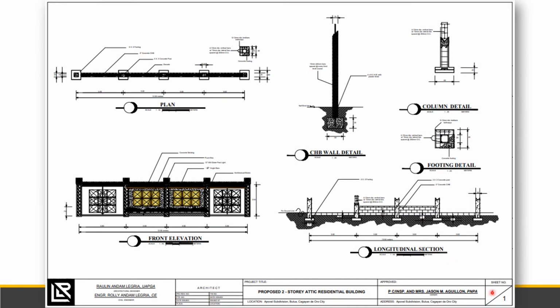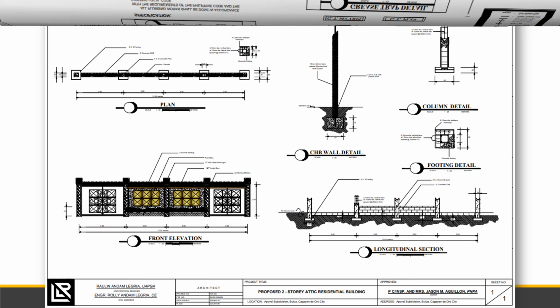Then, so this is 6 out of 8. So, ito yung additional plans. So, column detail, footing detail, section. So, this is the front elevation. Saan ba ito na part ng bahay? Siguro ito yung sa ground floor, no? So, ito yung plan niya. So, this is the beam, I guess. So, hindi siya masyadong malinaw.